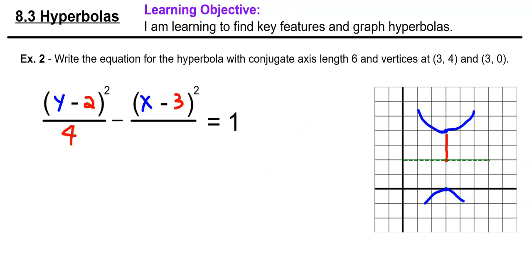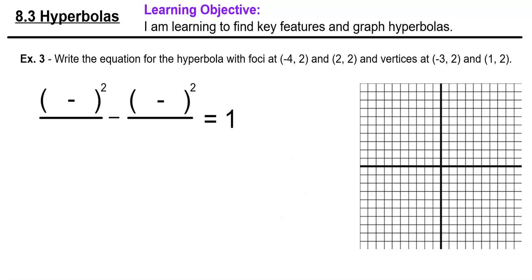The next thing I'll do is find the distance along the conjugate axis from the center to its endpoint, which is a distance of 3. That's half of the conjugate axis. And that distance of 3 gets squared, and so 3 squared turns into 9, and so I'll have a 9 underneath my x. And there you go. We have our equation for our hyperbola.